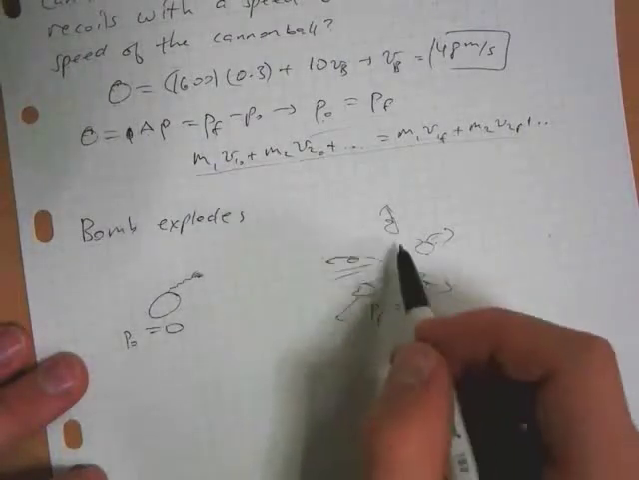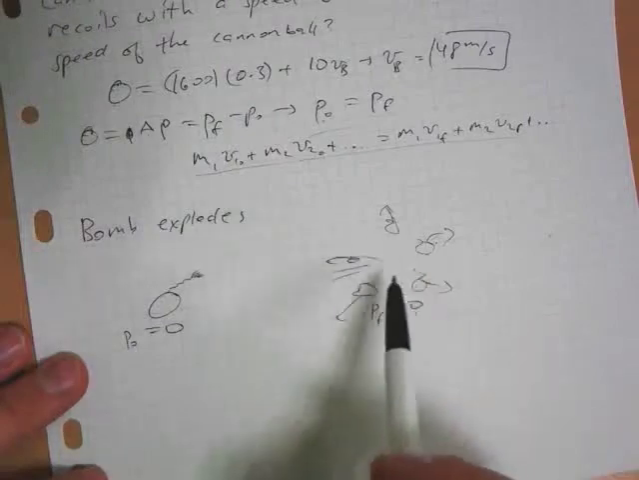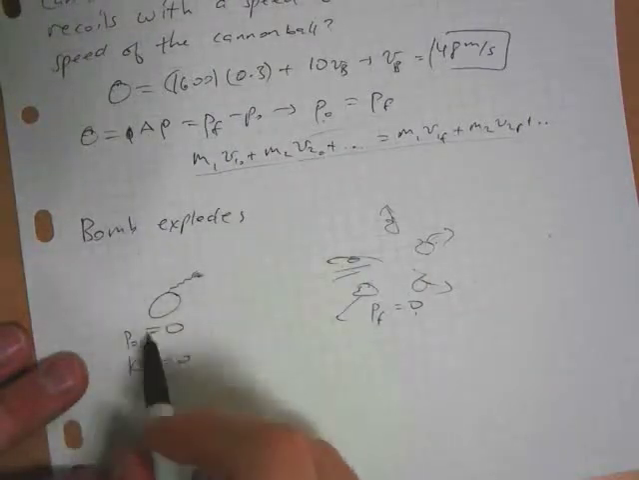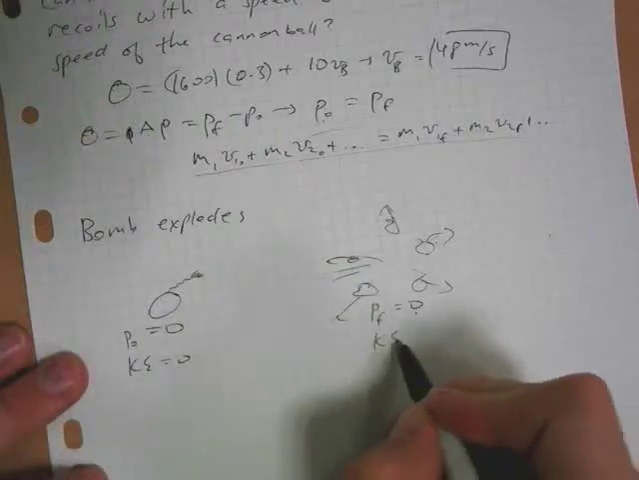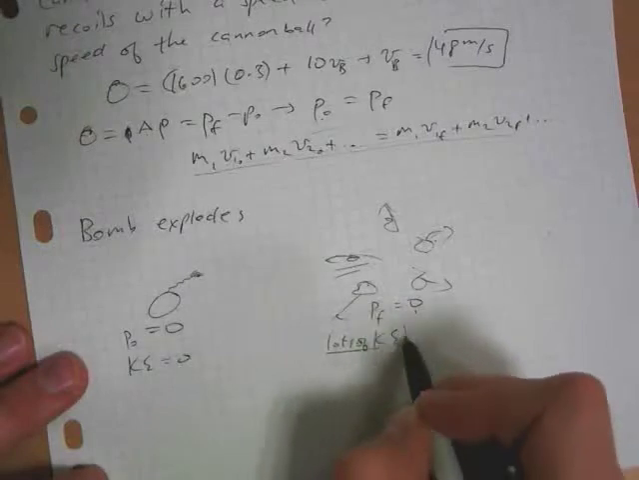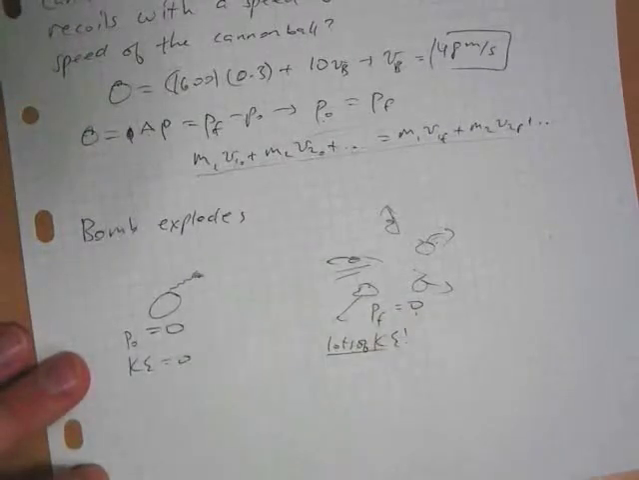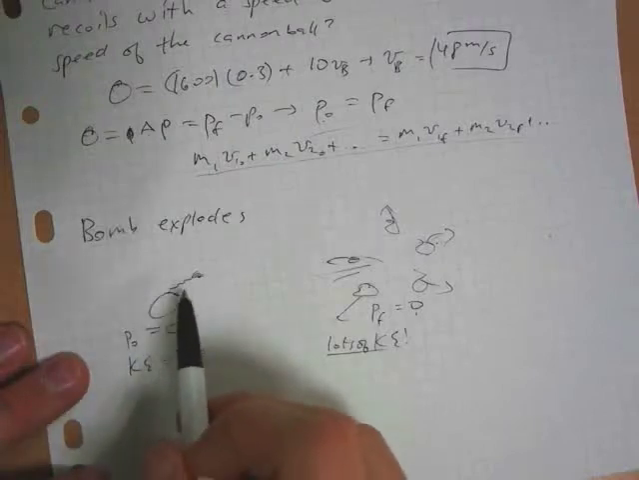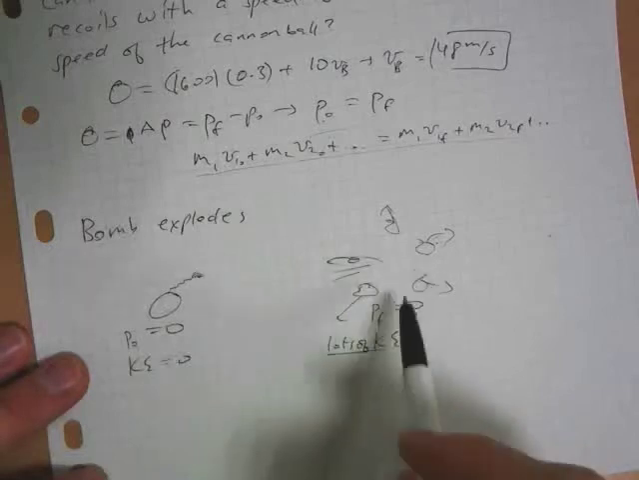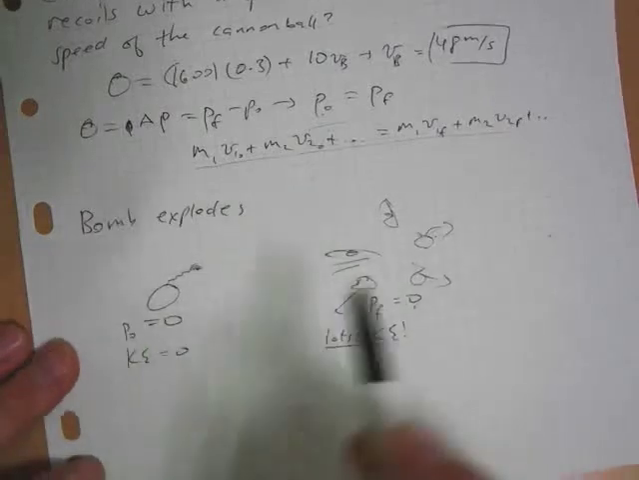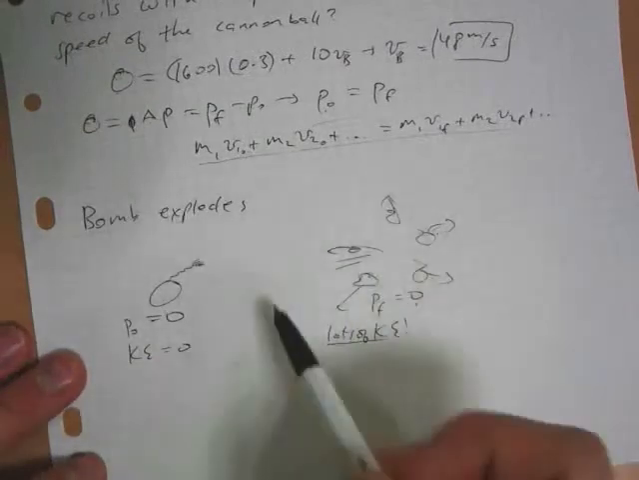Even though here there is 0 kinetic energy, and over here there's lots of kinetic energy. There was energy stored in whatever explosive was inside the bomb. So that energy is released to kinetic energy over here, but momentum is still conserved. So momentum is conserved. Kinetic energy is not necessarily conserved.